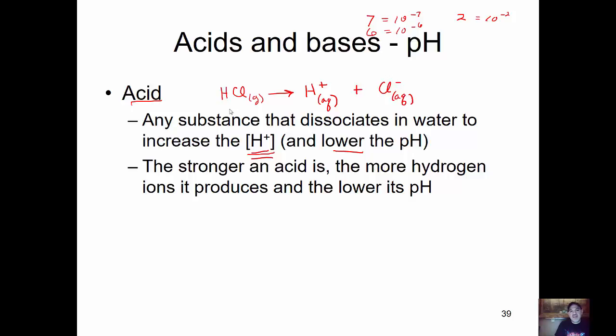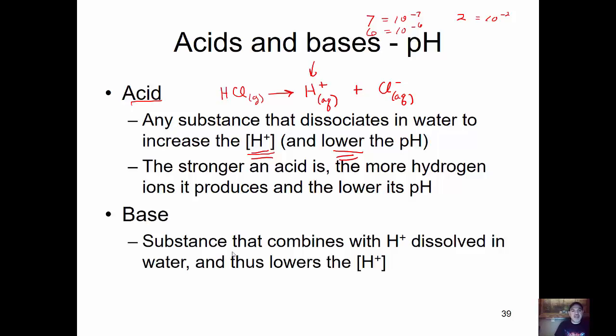But what if we increase by dissolving that in the water? We're going to increase the amount of hydrogen ions. So what does that end up doing? Lowering the pH. Okay?